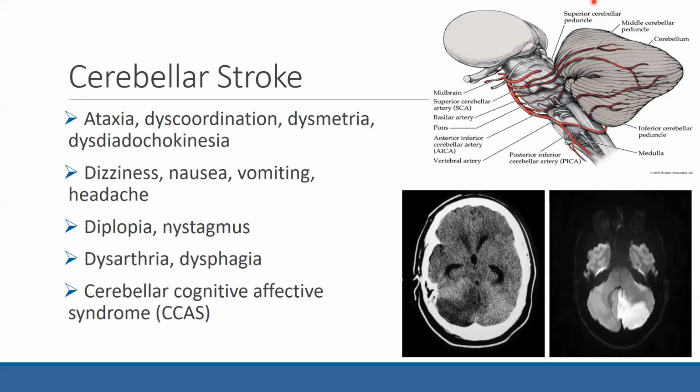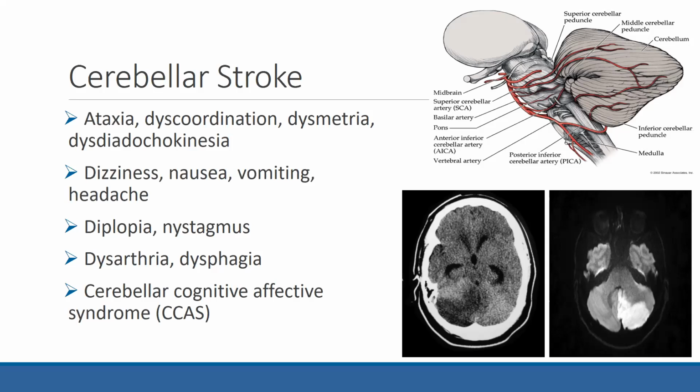So you might get ataxia, dysmetria, dysdiadochokinesia, which is a loss of rapid alternating movements. And basically, these people are just going to have difficulty coordinating their motor functioning. They're also going to have things like dizziness, nausea, vomiting, headaches, double vision, nystagmus. It's perfused by a lot of the same areas as the brainstem. So you're going to get the dysarthria, the dysphagia, similarly to when you get a brainstem stroke.